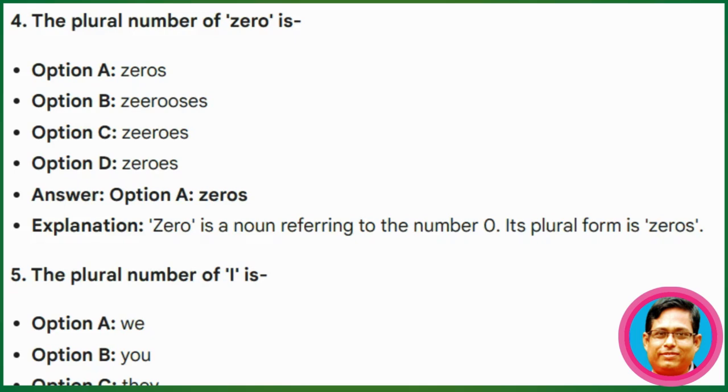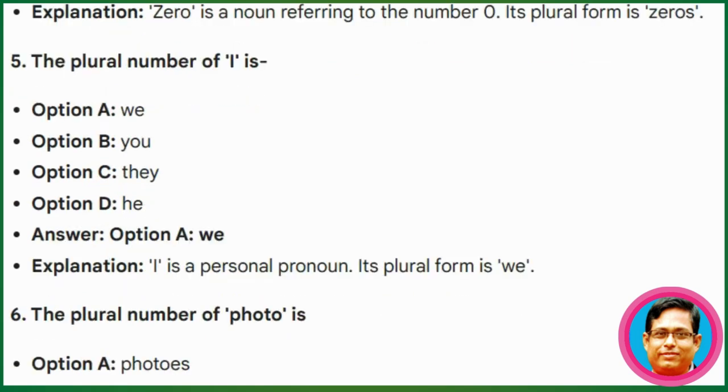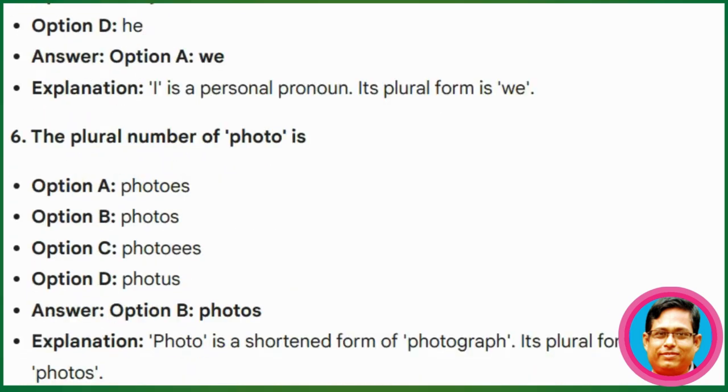5. The plural number of I is option A, we. Option B, you. Option C, they. Option D, he. Answer, option A, we. Explanation, I is a personal pronoun. Its plural form is we.